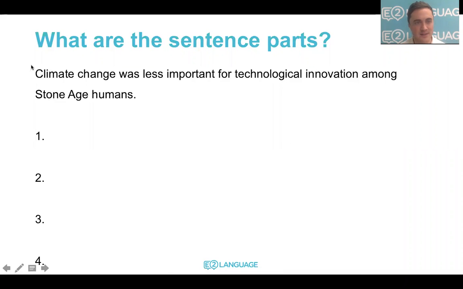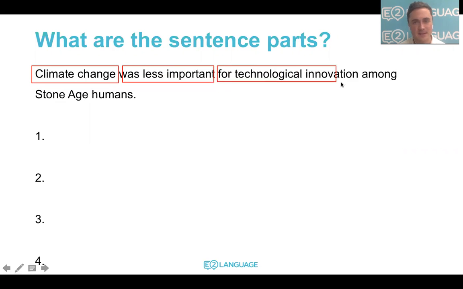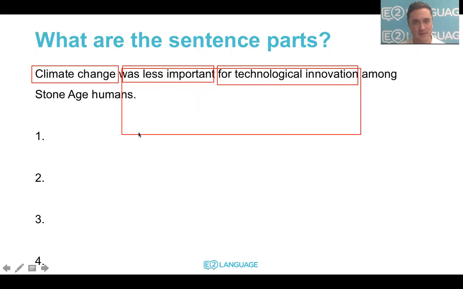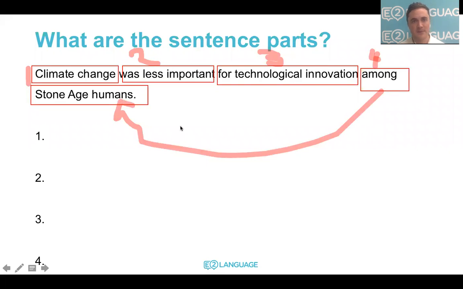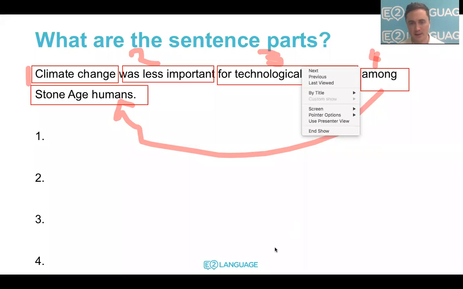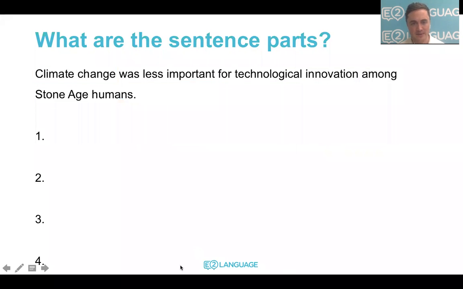Right, let's look at this. Climate change was less important for technological innovation. Uh-oh, I don't know how I'll do this. Oh, you'll have to excuse me. Among Stone Age humans. Okay, let's get my highlighter out. 1, 2, 3, and, well, 4, including this part here. 1, 2, 3, 4. Climate change was less important for technological innovation among Stone Age humans. Much easier to remember 4 parts rather than however many words that is. Cool, let's push on.